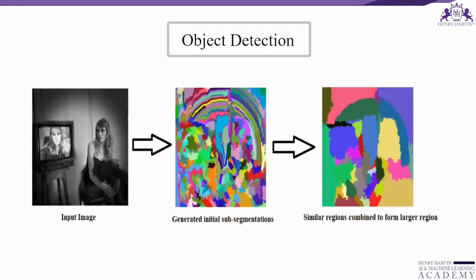So now you can see that there are greens. Those regions will be combined to form a large region based upon the color similarity, texture similarity, size similarity, and shape similarity. Now the regions will produce the final object detections.